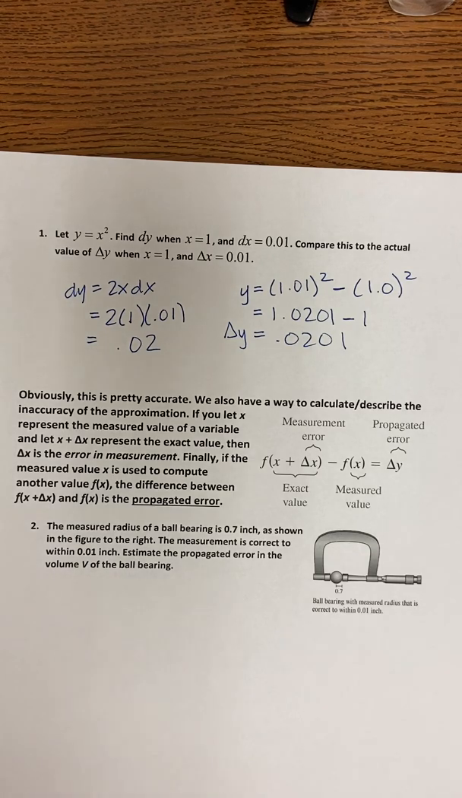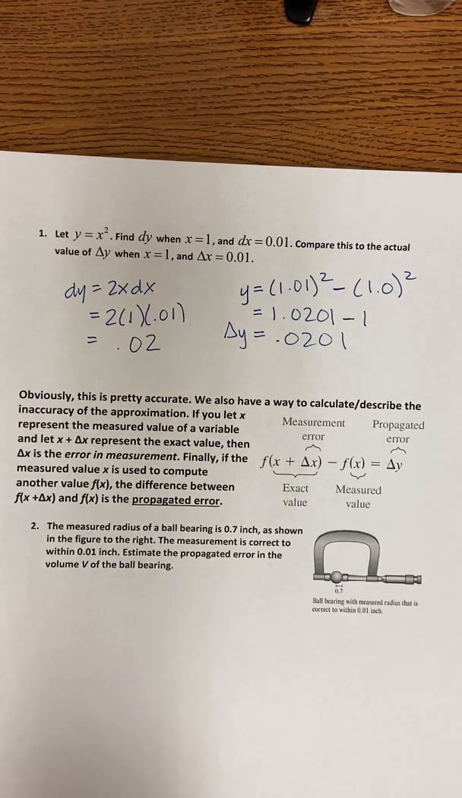So let's try to do this in a word problem. The measured radius of a ball bearing is 0.7 inches, as shown in the figure to the right. The measurement is correct to within 0.01 inches. So this allows some margin for error, especially in manufacturing. That's important. Estimate the propagated error in the volume of the ball bearing. Now, why would they want to know the difference in the volume of the ball bearing? Well, materials are usually sold or created or weighed based on their volume, so you may want to know what the potential range of weights could be, so what the arm needs to be able to hold.